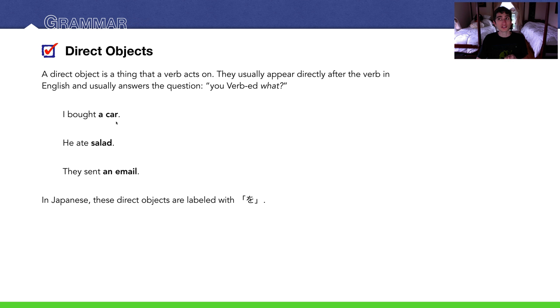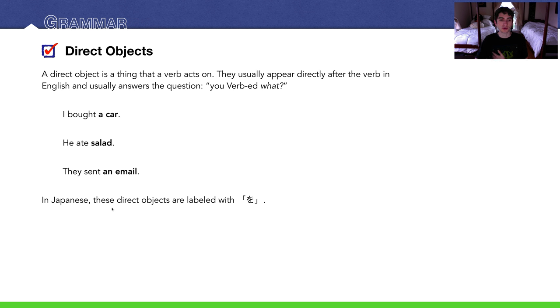You can also tell what a direct object is in English by asking the question, you verbed what? You bought what? A car is the answer and is therefore the direct object of the verb bought. He ate salad. He ate what? He ate salad. They sent an email. They sent a what? They sent an email. So those nouns all answer those questions, making them direct objects in English.